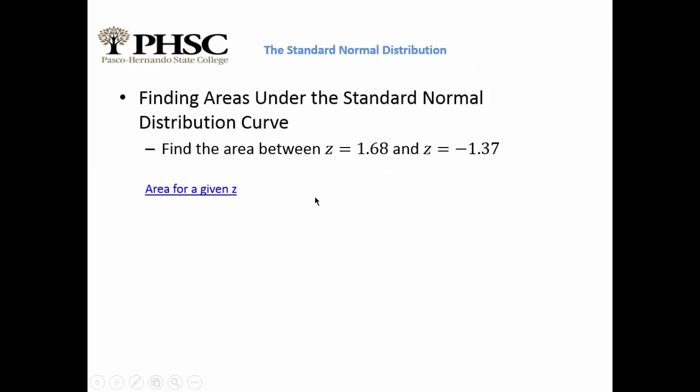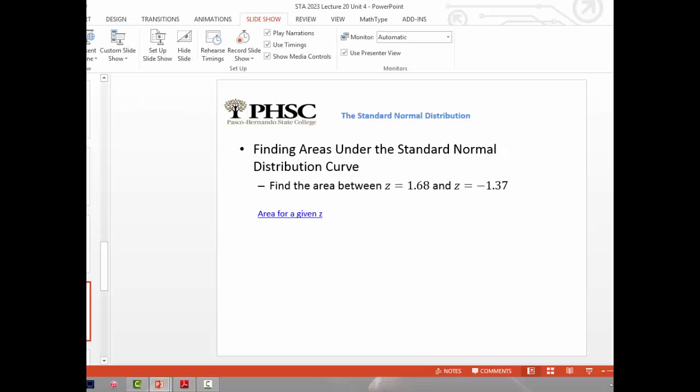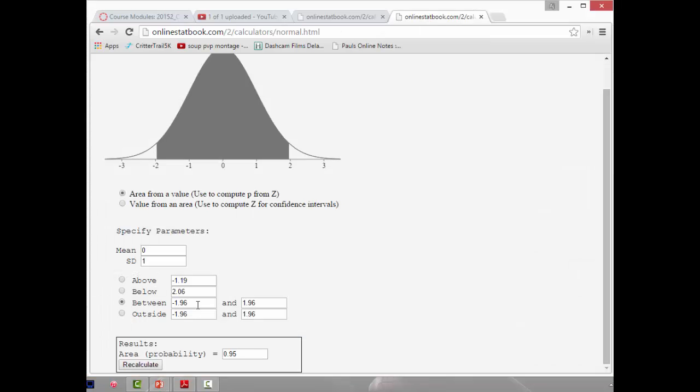The next one is we're going to find the area between z equal to 1.68 and z equal to negative 1.37. Again, we're going to use the website. So it's going to be between negative 1.37 and 1.68. We hit calculate and it gives us the answer, which is 0.8682.